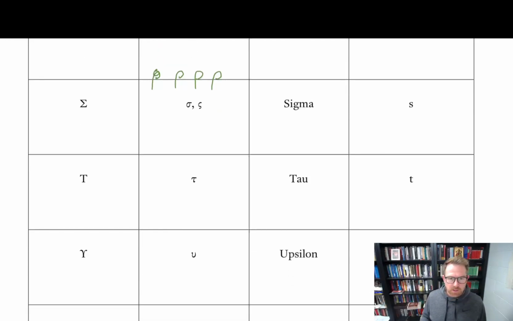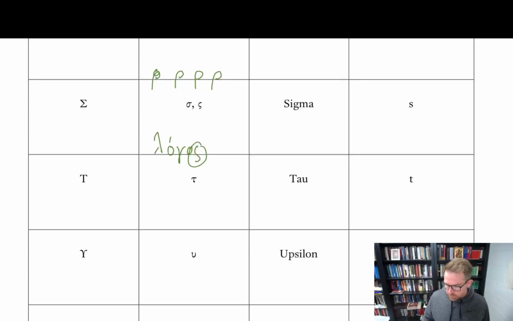Sigma is interesting because there's a sigma in the middle of a word versus the sigma when it's final, like a final mem in Hebrew. But the idea is that at the end of a word, logos, word, it's going to be that final sigma.